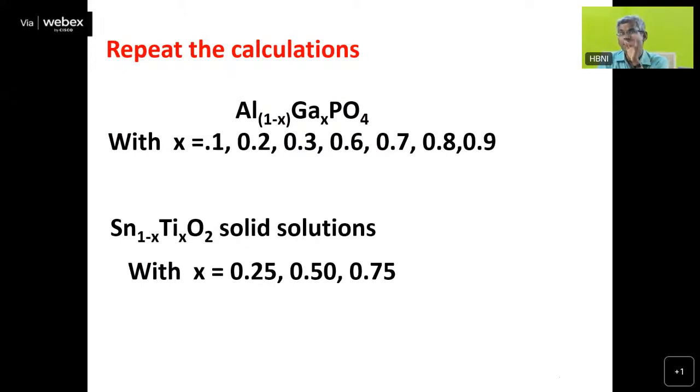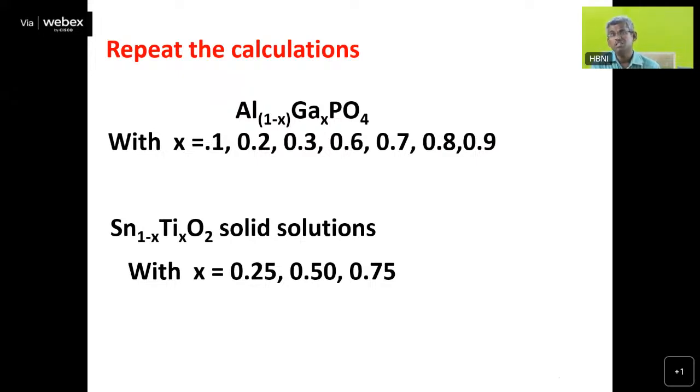So my assignment is this only. Is it possible to calculate the different structural units of phosphorus with varying compositions of solid solution? For example, x is equal to 0.1, 0.2, 0.3, 0.6, 0.7, 0.8, and 0.9. This is an assignment you take, maybe you can read at home, and after 3-4 lectures, before the end of the lecture series, like the 12th lecture also, you can submit the assignment.